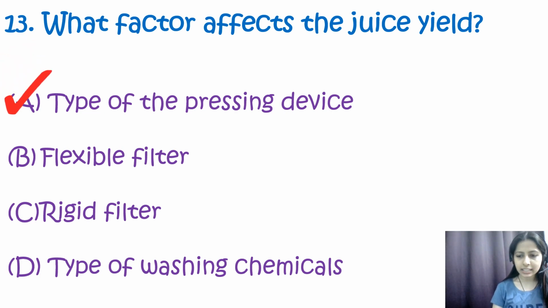The juice yield in fruit processing also depends on other factors. These factors can be the extraction temperature and time, or the degree of crushing of the raw material, or the concentration differences, or the current velocity at which the process is being done. And it also depends on the pressing device. So over here the appropriate answer is A, that is the pressing device. Other factors are also important, but over here option A is correct.